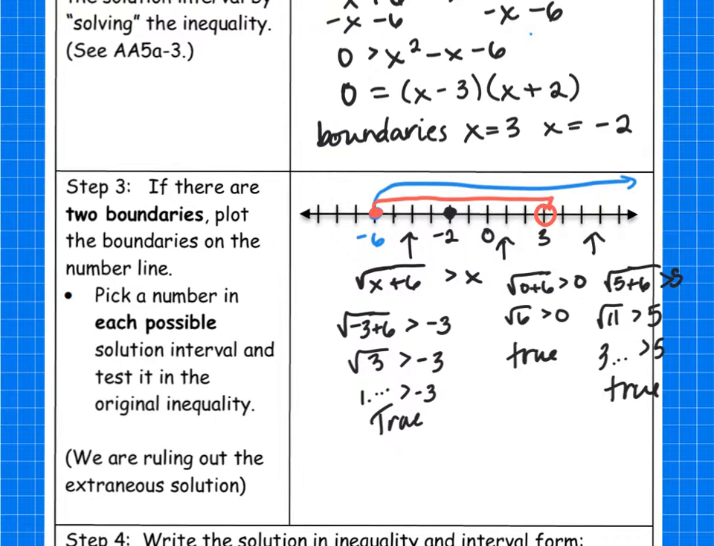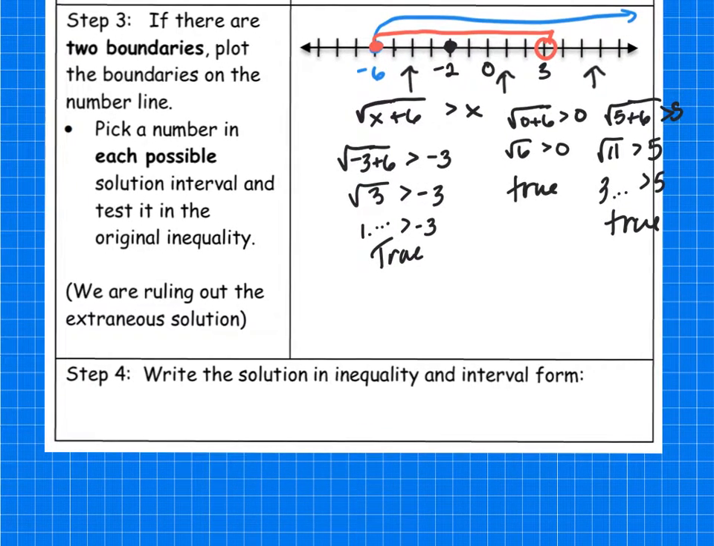So my solution here is, wow, my brain stopped working, sorry. In interval form, -6 to 3 with bracket and parentheses. And then in inequality form, x is greater than or equal to -6 and less than 3.